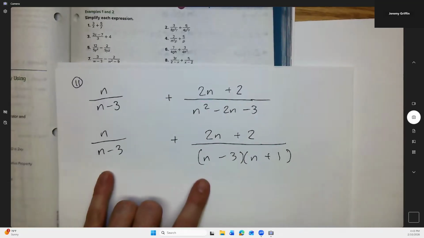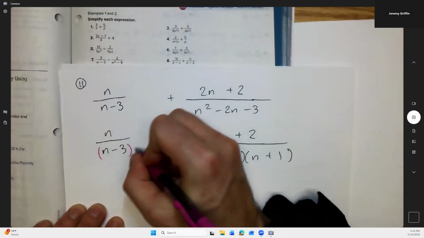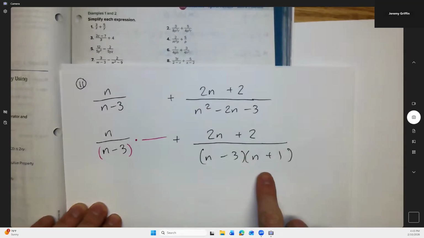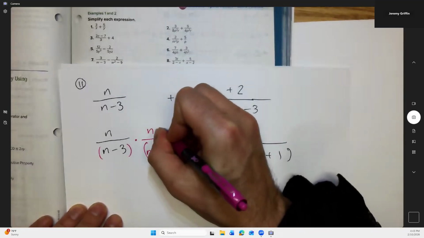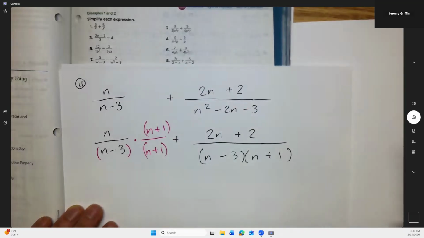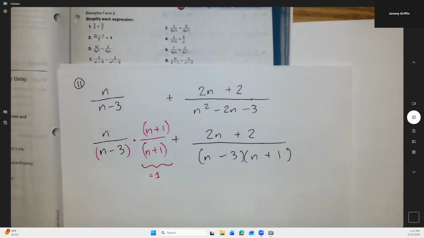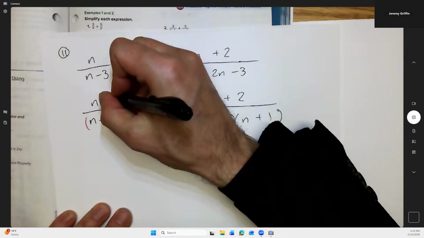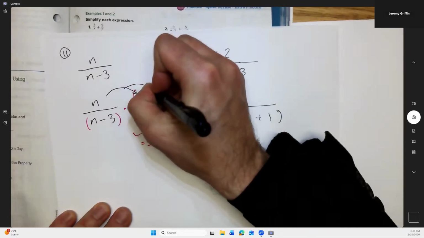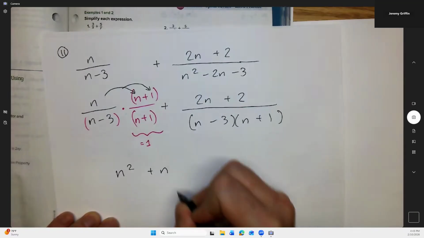Now compare these denominators because they do have the n minus 3 in common, but this guy on the left side is lacking something. He's lacking the n plus 1. So I'll put it there as n plus 1, but I'll also balance out the equation by writing it on top. Again, this part that I just wrote in pink is equal to 1. That's why this is going to be a valid step. I can do this. All right, so next step, I'm going to distribute this n up here. And that's going to go n squared plus n.